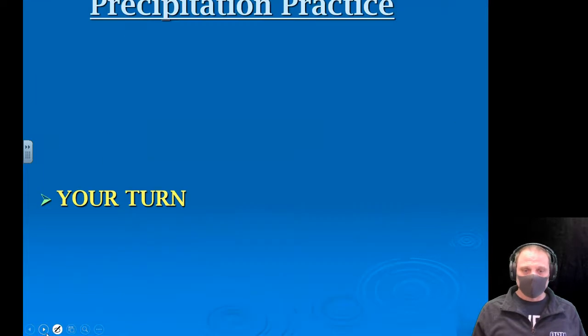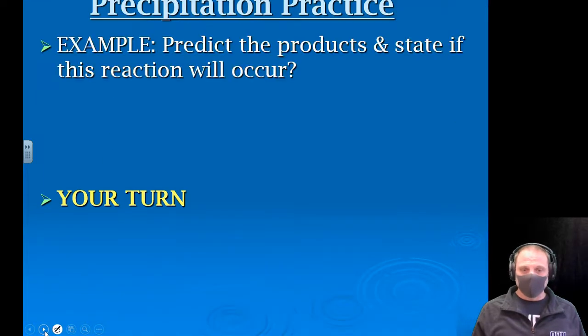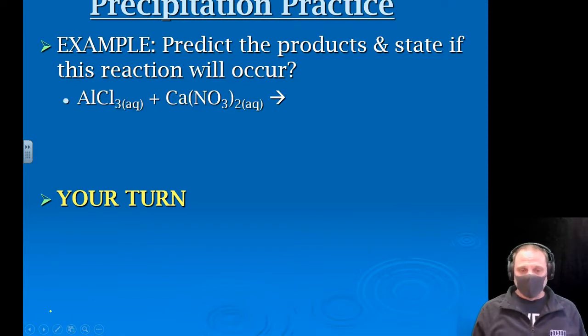Let's look at a little practice here. Okay, so first we're going to do an example. Predict the products and state if this reaction will occur. So this is the type of problem you can expect on a test. Okay, aluminum chloride, aqueous, plus calcium nitrate, aqueous, is going to produce what products? Remember, these are double replacement reactions, so we just need to swap partners, right? And so, sweet, I'm going to swap my aluminum with my calcium, and then I've got to look on my chart and see what I get.